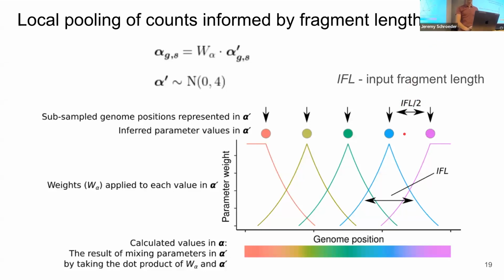But for the input DNA, the distance between each inferred value in sparse vector alpha prime is the input fragment length over 2, just half the fragment length. And then the way I construct these pooling kernels is such that the mean width of them is equal to the average fragment size in the sequencing libraries that you're working with. So it's a very principled way to use the fragment sizes in our sequencing libraries, the structure of the data, to then take and mix the actual fitted values in the sparse vector back to our genome resolution in basically what would be a deconvolution of this sparse vector.